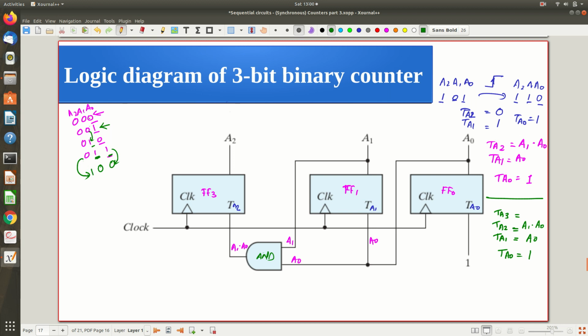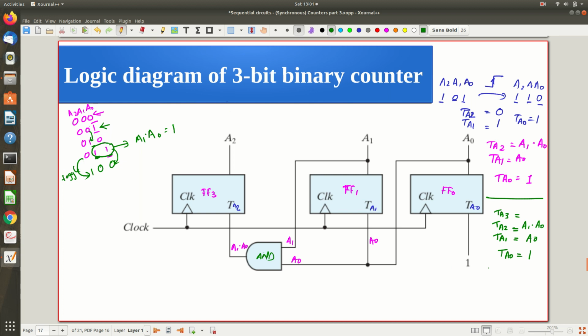Otherwise, if you are looking at this case or this case or this case, in all these 3 cases one of them is 0, so the AND operation will give you 0, so I don't want that toggling. I just want to retain the information, so I will pass the information. But corresponding to this case, this A1 dot A0 is giving me a 1, so I am asking this bit to toggle. Okay, so that is the idea.